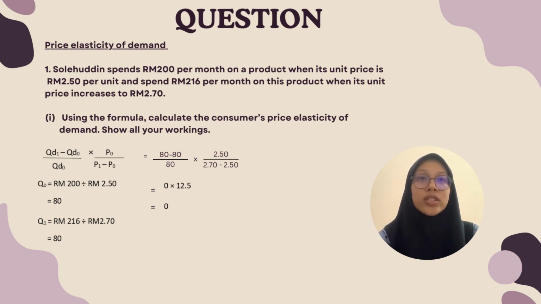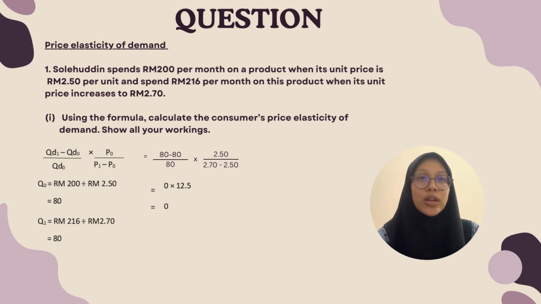The equation is quantity demanded 1 minus quantity demanded 0, divided by quantity demanded 0, and multiplied by price 0 divided by price 1 minus price 0. Before that, we need to find the quantity. So quantity 0 is equal to 200 divided by RM2.50, and the answer is 80. Next, quantity 1 is equal to 260 divided by RM2.70, and the answer is 96.